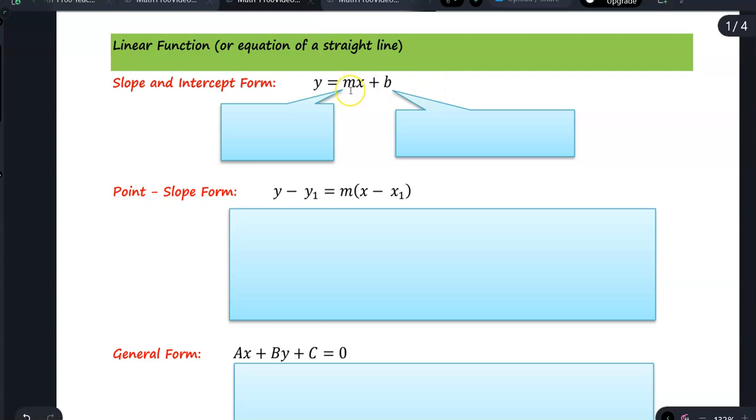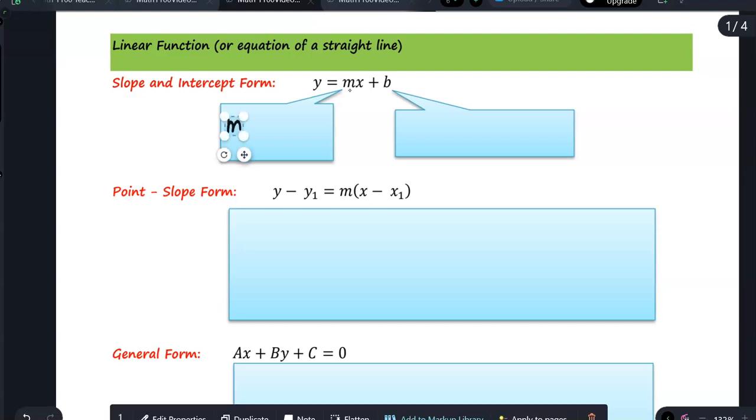So m, as we learned in a previous lesson, is the slope of a line. So in here, I would like to write for everyone, m is the slope.